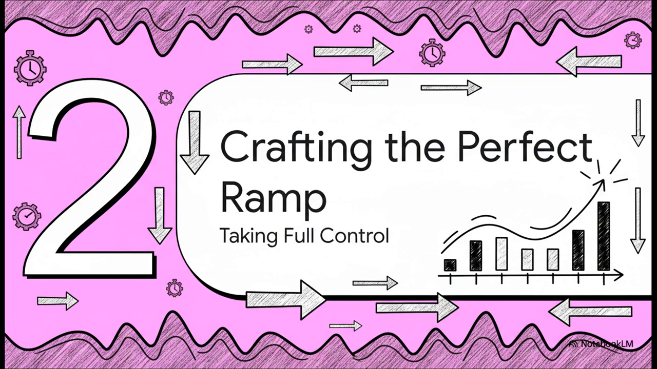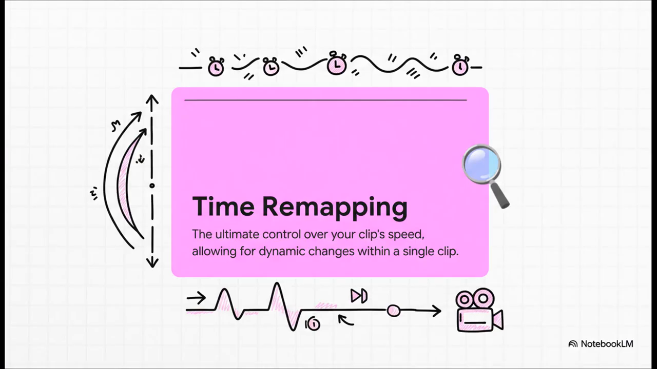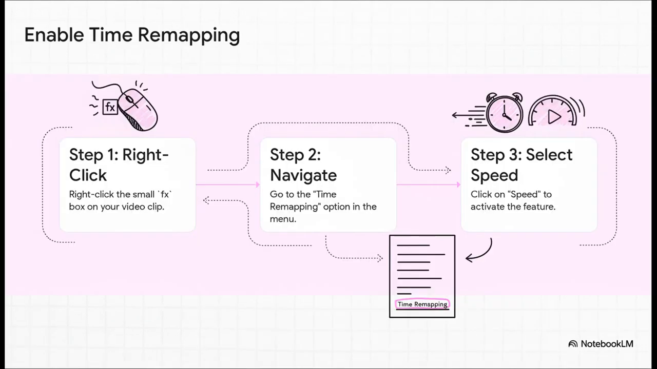But let's be real, that one-speed-fits-all approach is just scratching the surface. So how do we create those awesome fluid speed changes that give a video so much life and style? Well, the answer is a little thing called time remapping. This is the Pro tool that gives you pinpoint control over speed, second by second. So instead of just one speed for the whole clip, you can have as many as you want, all flowing into each other. And you know what? It's actually super easy to turn on.